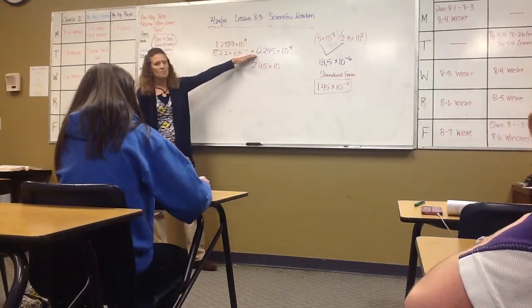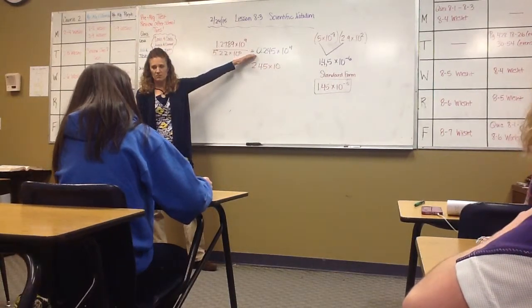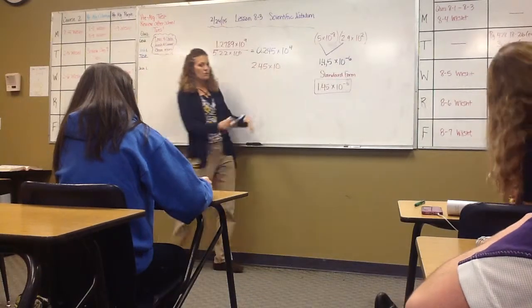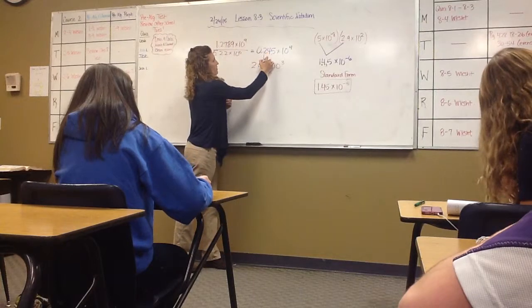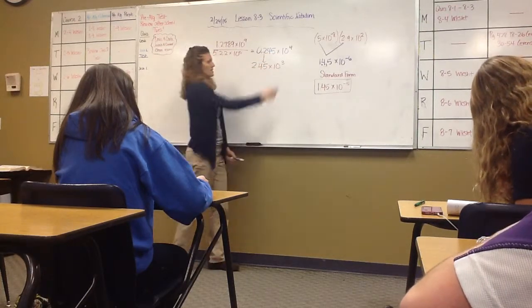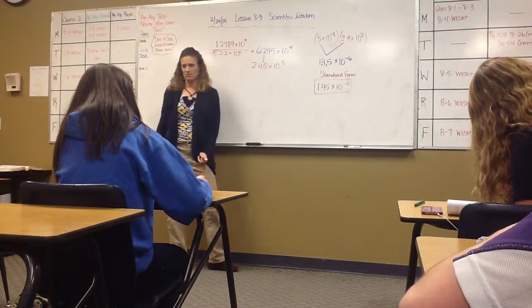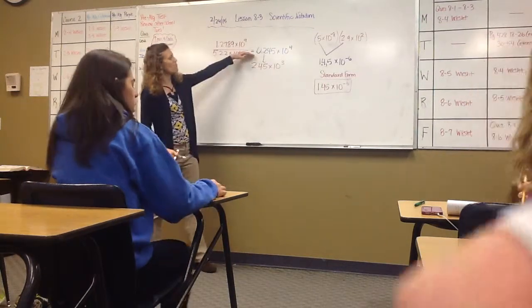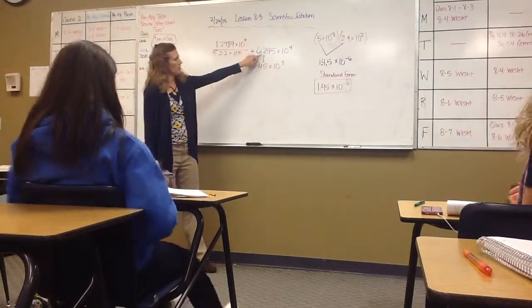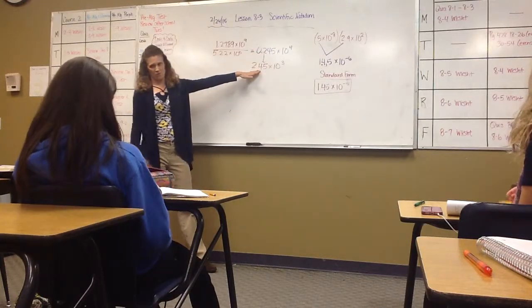Okay. Did my number get bigger? Yes, so my exponent gets smaller. If it gets bigger from here to there, it gets smaller here to there, in order to keep it balanced. So look, from 0.245 to 2.45.